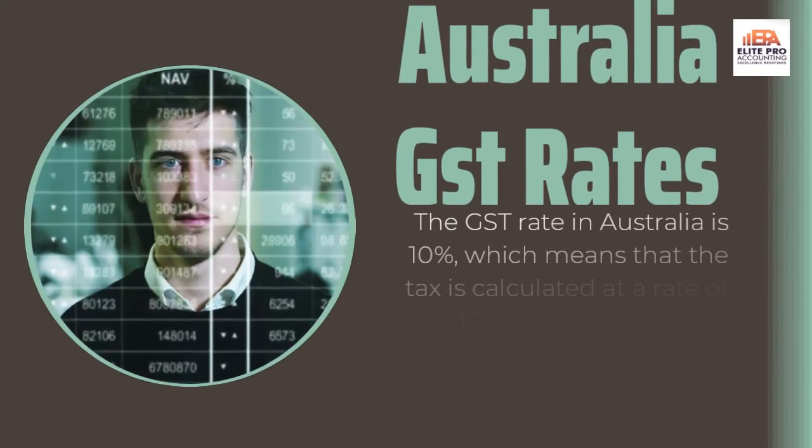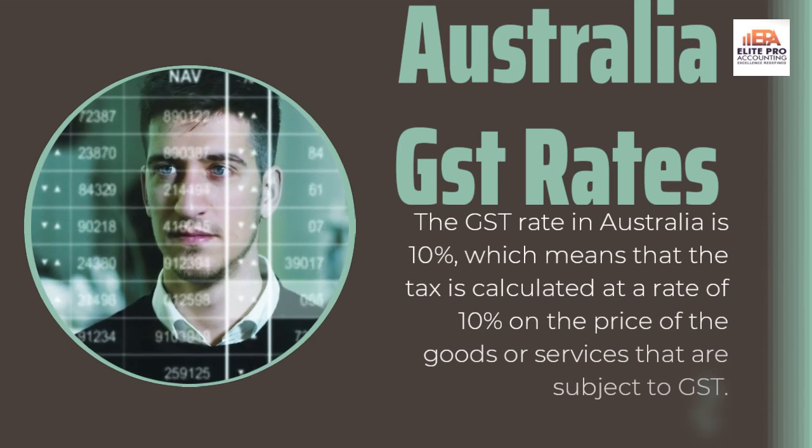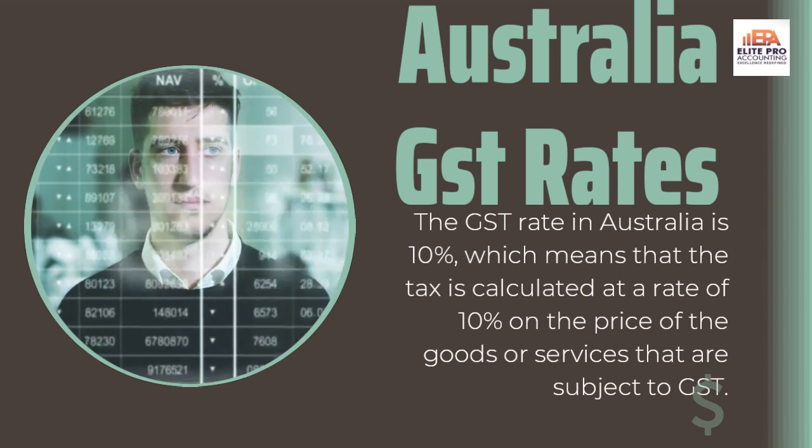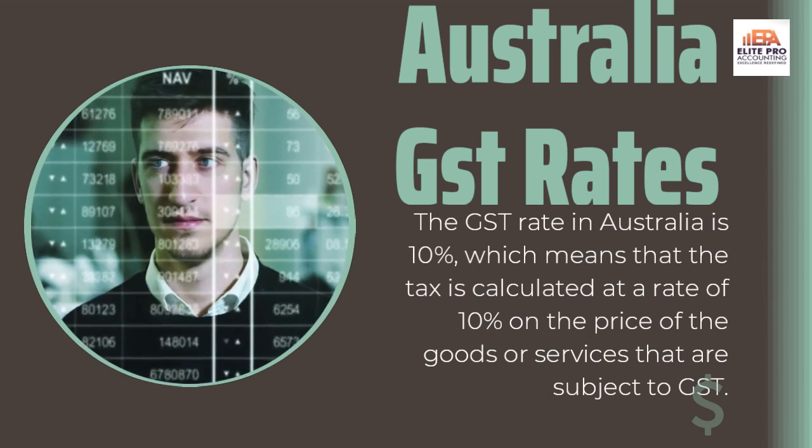Australia GST rates. The GST rate in Australia is 10%, which means that the tax is calculated at a rate of 10% on the price of the goods or services that are subject to GST.